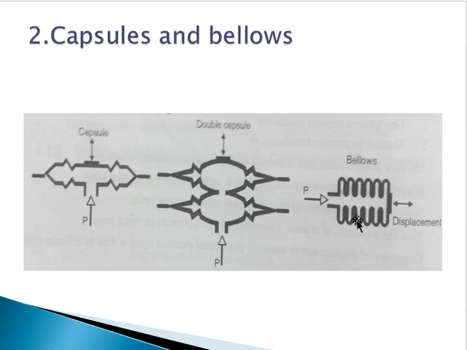Similarly, the same concept is used here, but the name is bellows now. If you apply pressure here, what will happen? You will get horizontal displacement, and you can use this in the vertical direction also, no problem. So this is about capsules and bellows. This is also a primary transducer, which is converting pressure into displacement.